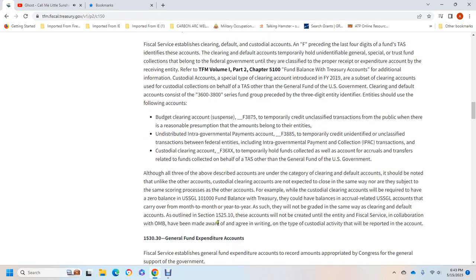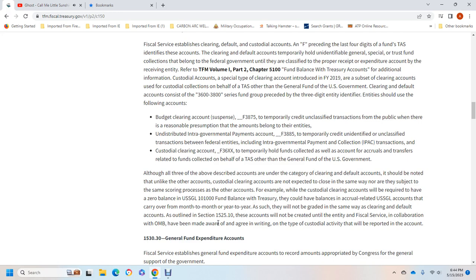Although the three above describe the account of the category of the clearing of the default accounts, it should be noted that unlike other accounts, the custodial clearing accounts are not subject to the code in the same way, but subject to the same scoring profits as the other accounts. For example, the custodial clearing accounts will be required to have the zero balance of USSGL 1010000 fund balance with the Treasury. They can have balance accrual related to the USSGL account that carry over the month to month, year to year, as they have not been treated in the same way with the clearing of the default accounts as outlined in 1525.10.